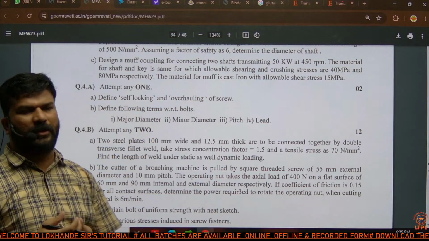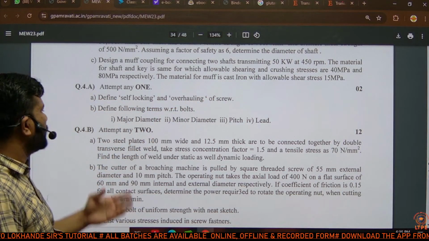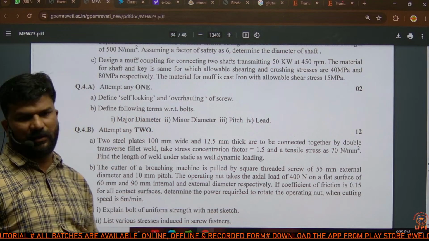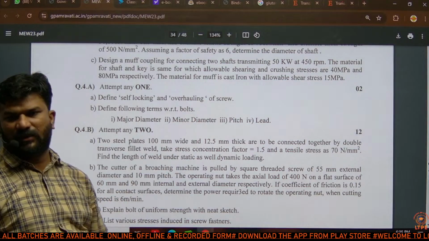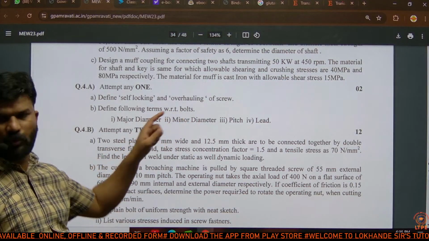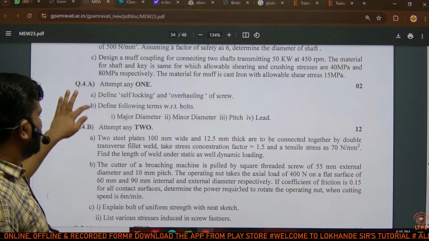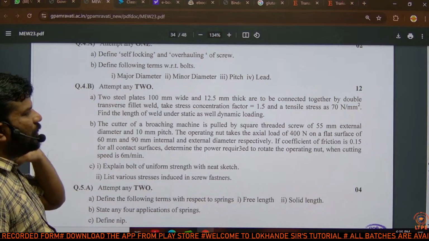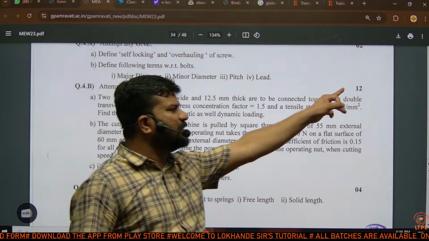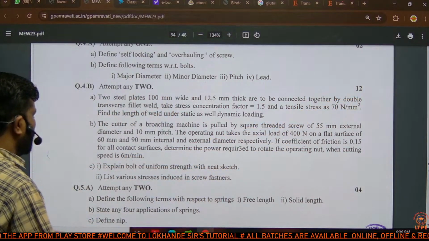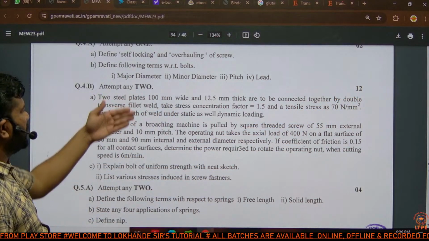Self-locking and overhauling of screw. Define the following terms with respect to bolt. Major diameter, pitch, lead, minor diameter, core diameter. And two examples are there. Each question carries 6 marks. Okay. So attempt any two, 3 questions are there.